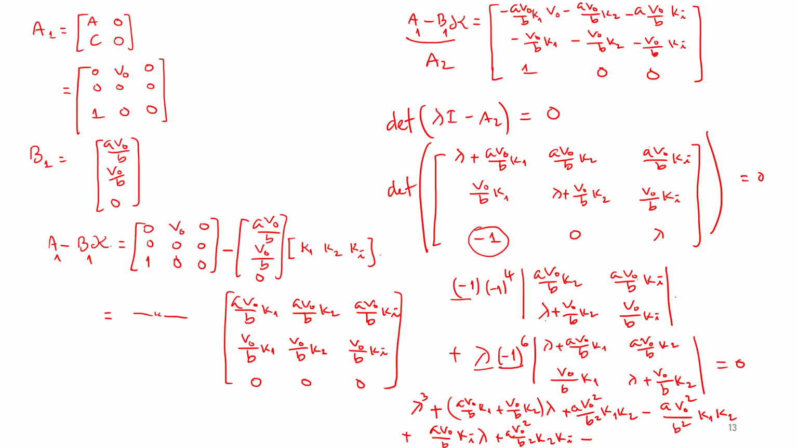and minus, how come one lambda is 0? Okay, look, and then minus this times this, A V0 square K2 over B square K2 Ki. If I cancel this term, okay, I'm afraid I may make a mistake somewhere. Yeah, it's going to spend too much time to find the mistake, I guess.